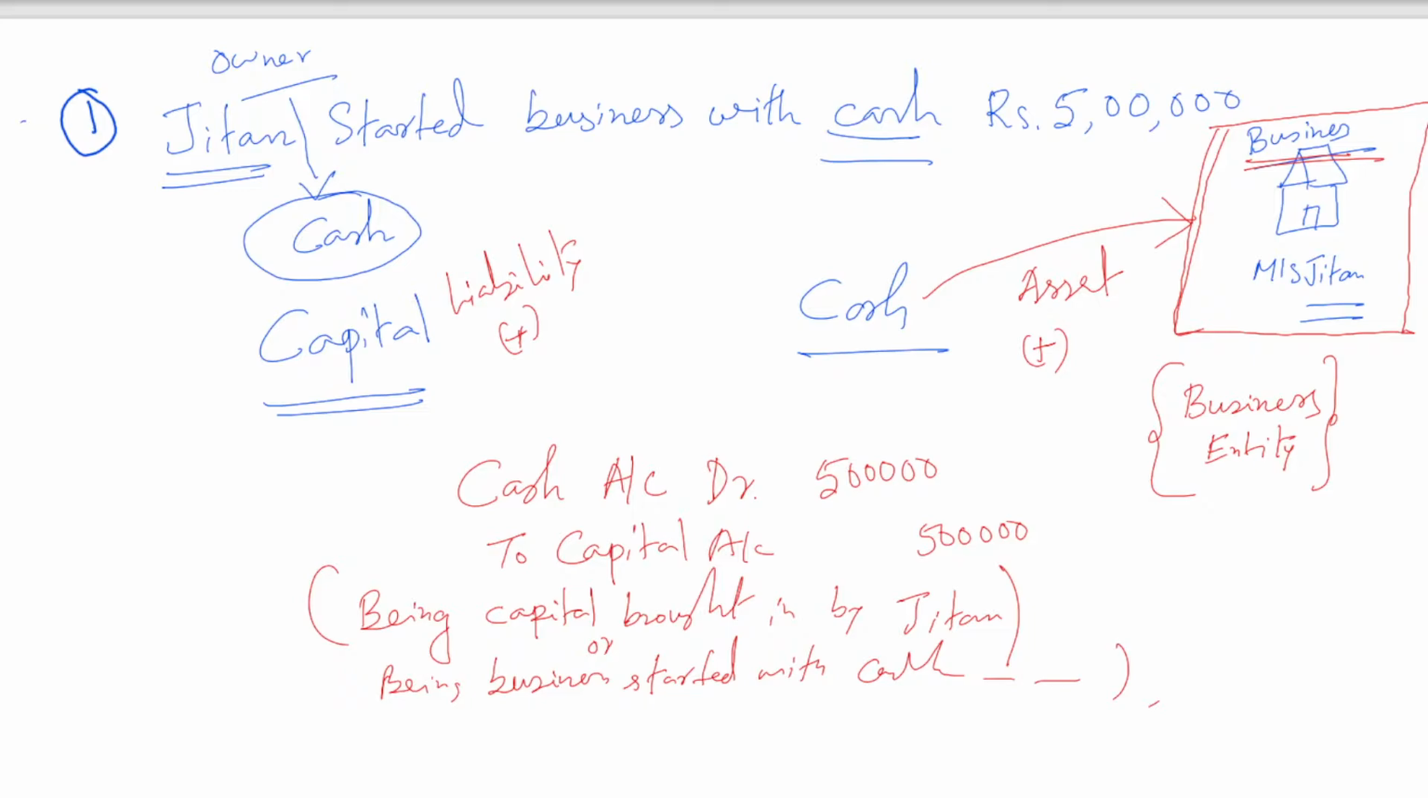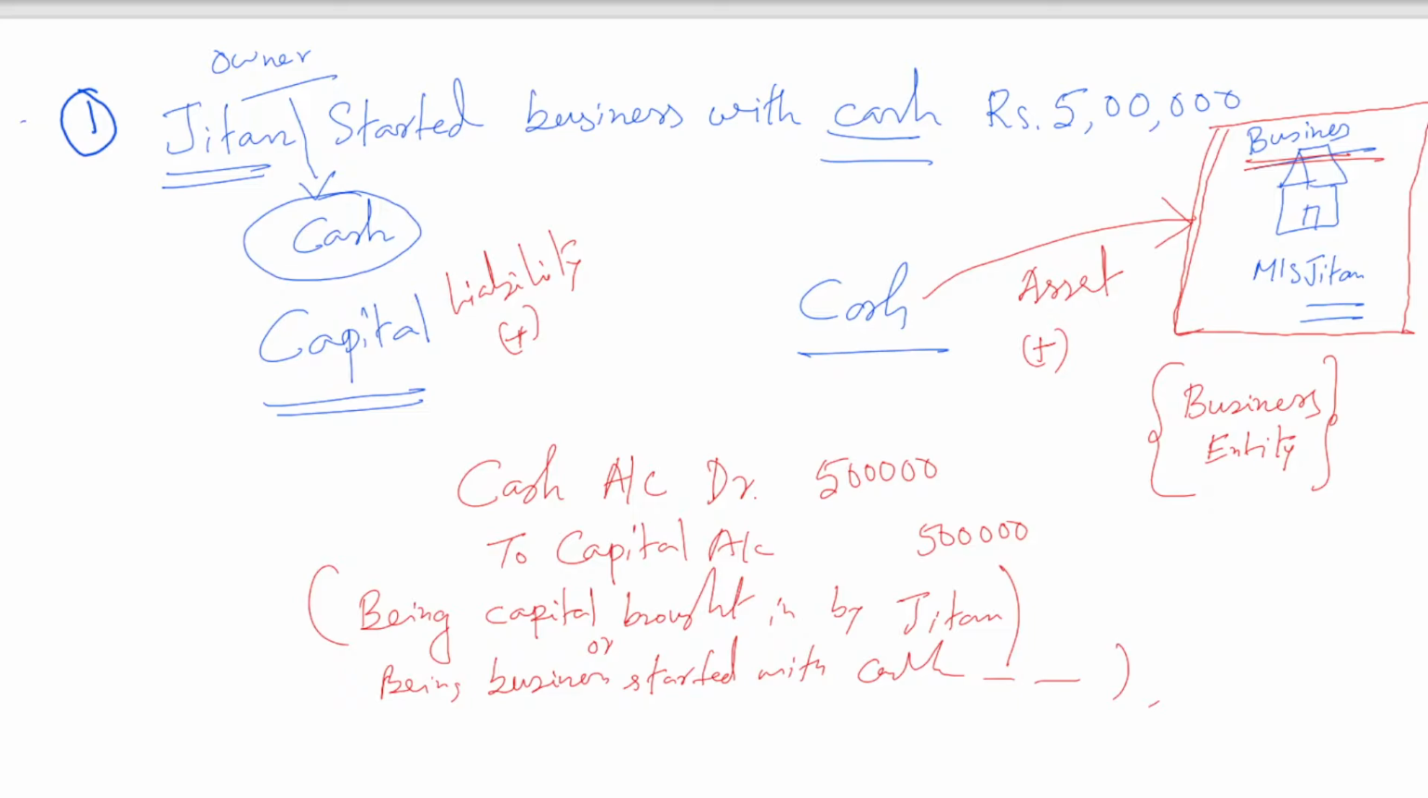Any expenses paid will be considered in the books of the business only if they are incurred for the business. The owner's personal expenses, like private health insurance, private life insurance premium, or private car petrol refilling, will not be counted in the books of the business as per this entity concept. If it is done, then it is wrong. So this is the first journal entry.